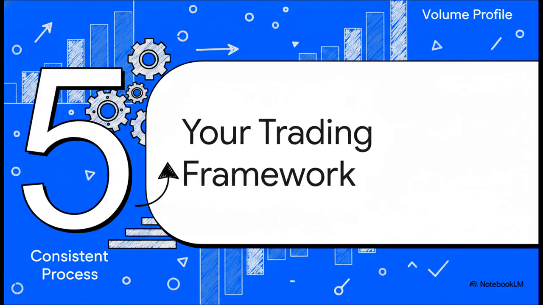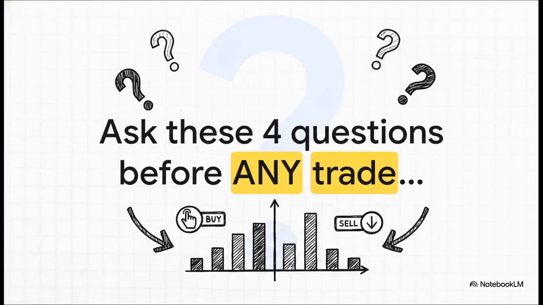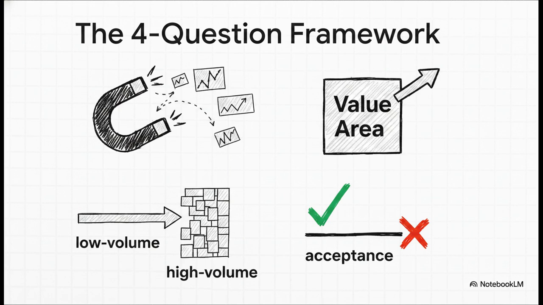All right, so we've got the principles. But how do you actually turn this into a consistent process you can use on every single trade? Let's build a simple, powerful framework. This right here, this is how you go from just looking at charts to actually analyzing them like a pro. Before you even think about hitting that buy or sell button, you have to ask yourself these 4 questions. It's a simple checklist. 1. Where is the POC? Where's that magnet?